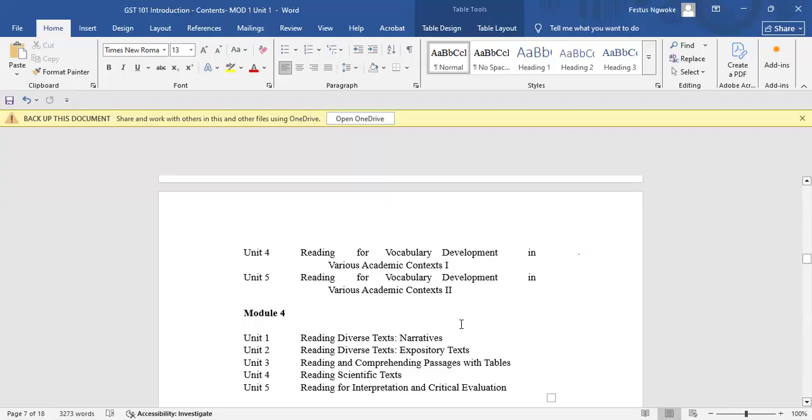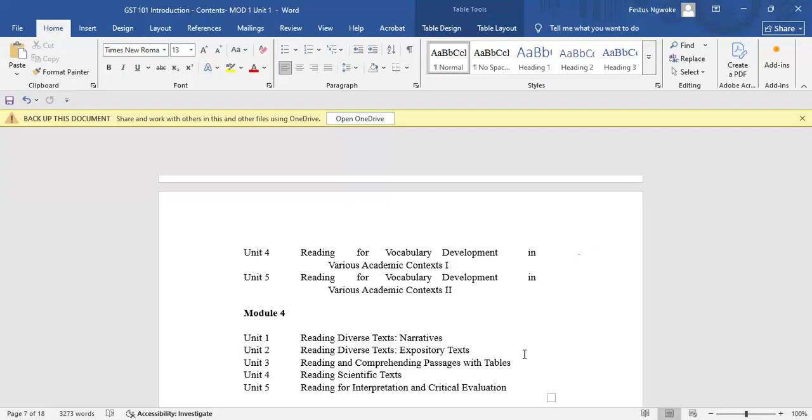Then we are going to look at what is literary fiction. We are going to look at expository text, reading diverse texts that could be narrative, especially novels or dramas. Then there could be expository texts, maybe newspapers, magazines, and other academic journals, where innovations are made.